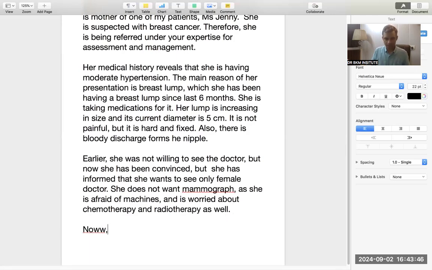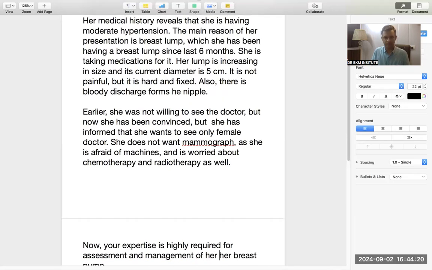Now she is being referred under your, yeah, I have already used this language. She is being referred. So now your expertise is highly required for her breast lump, for assessment and management of her breast.